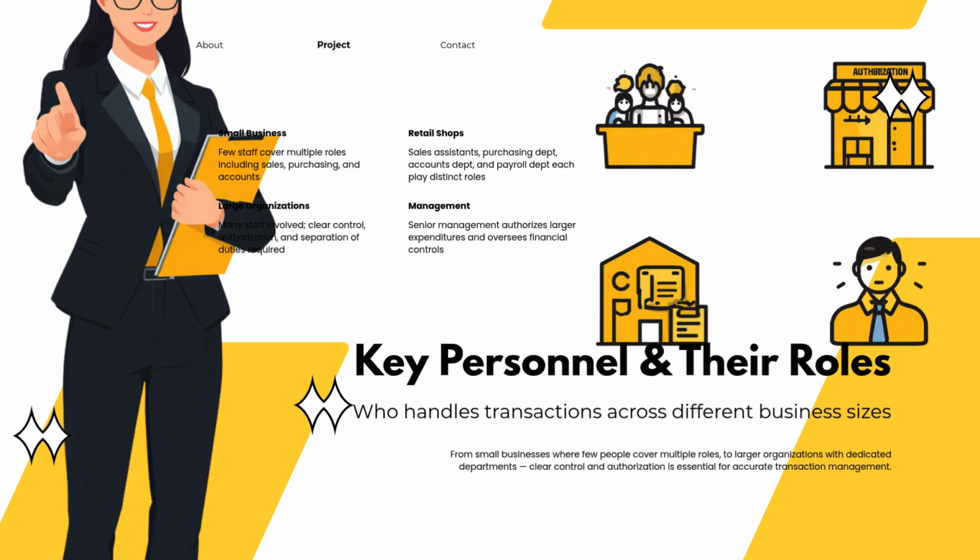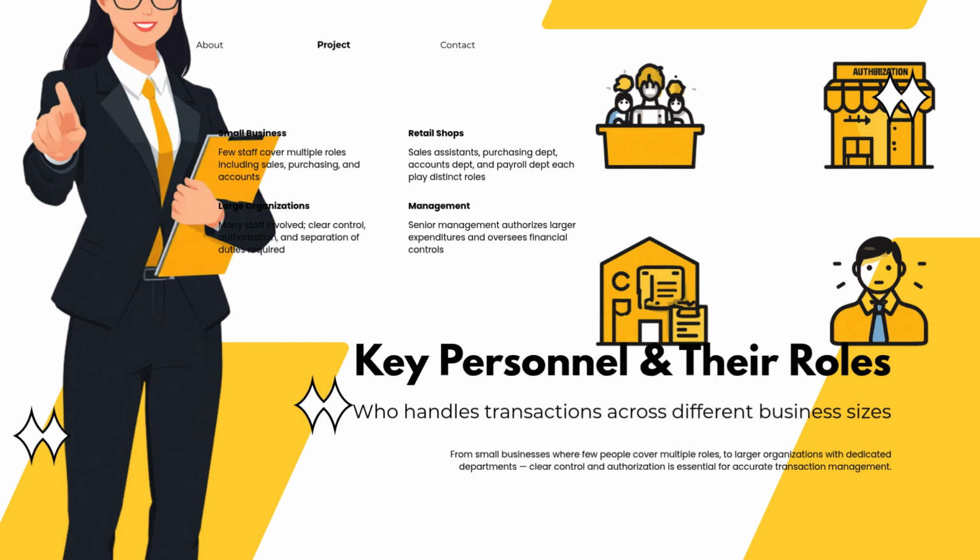Small businesses have multiple roles, including sales, purchases, and accounts, but there is less staff. In a large organization, many staff are involved. As there is a large organization, there are more roles, and consequently there are more employees also. A retail shop has really fewer employees, there may be some sales assistants and things like that.